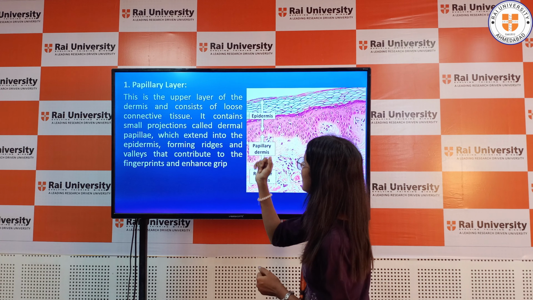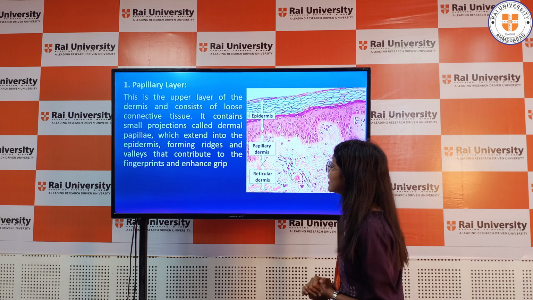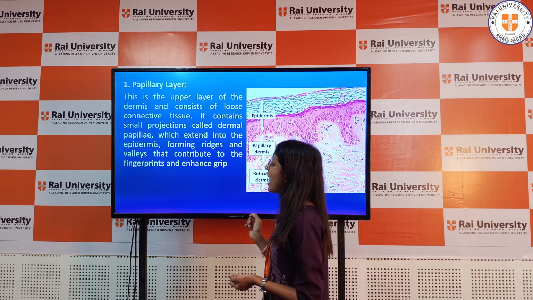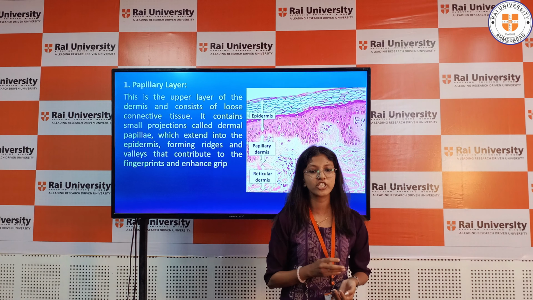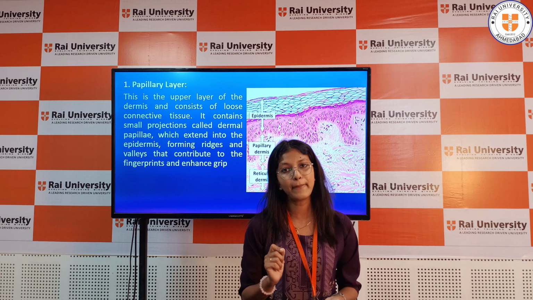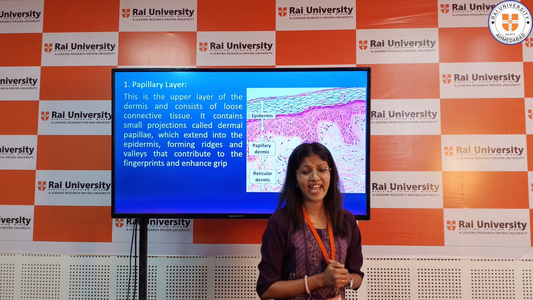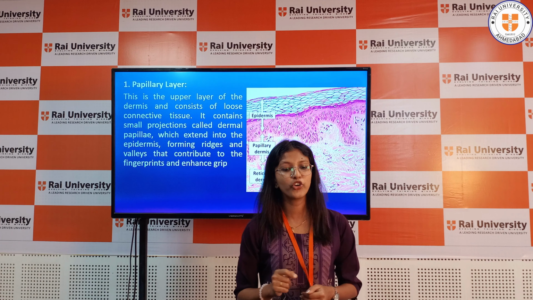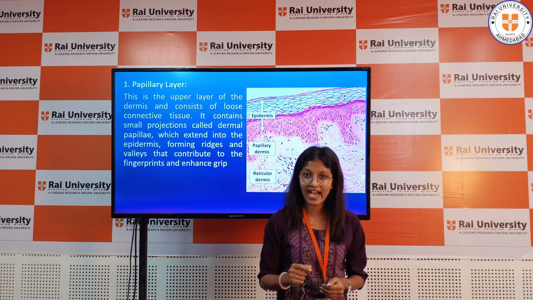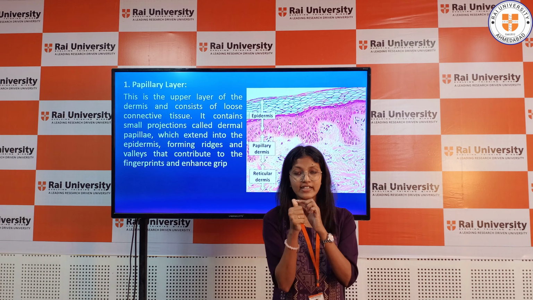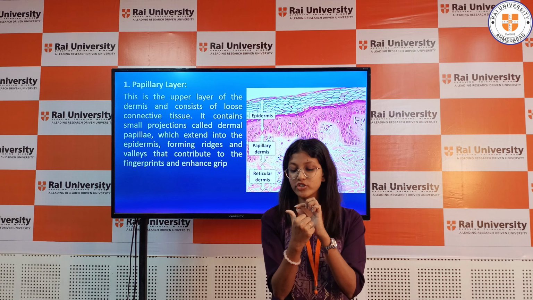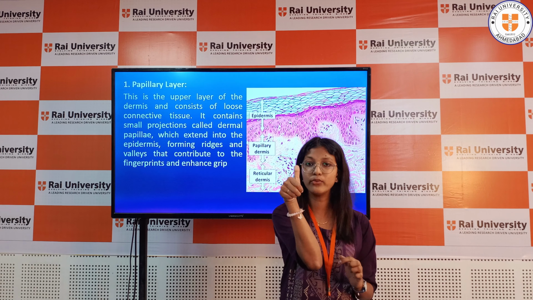The papillary layer is the upper layer of the dermis, and it consists of loose connective tissue. It has small projections called dermal papillae, which extend into the epidermis, forming ridges and valleys that contribute to the fingerprints and enhance grip. For example, because of these ridges only, we have fingerprints.